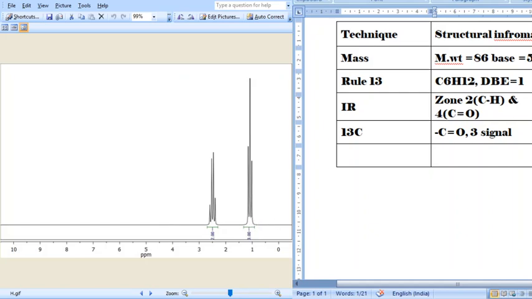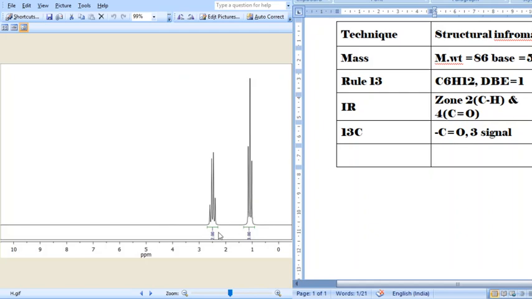Whenever there is a CH3, CH2, we have 2 protons for the CH2. Almost here we have only 2 signals. And therefore, this is the signal of CH2, which is split into a quartet. These 2 signals clearly say a triplet and a quartet. Usually a triplet-quartet combination will say that it is CH3, CH2.